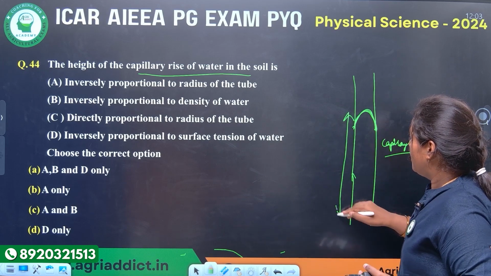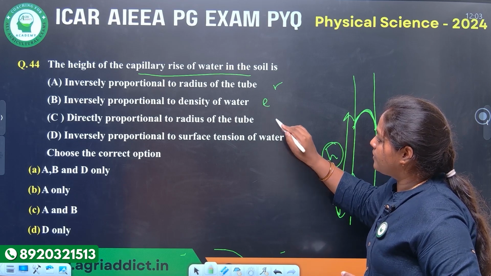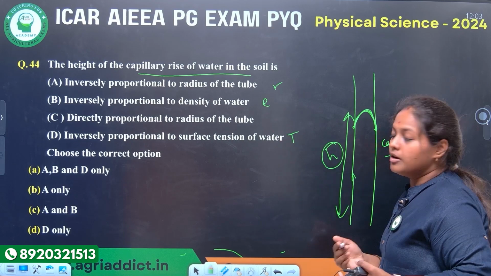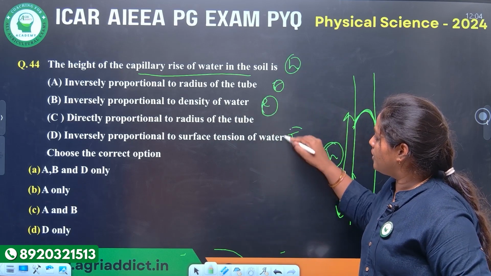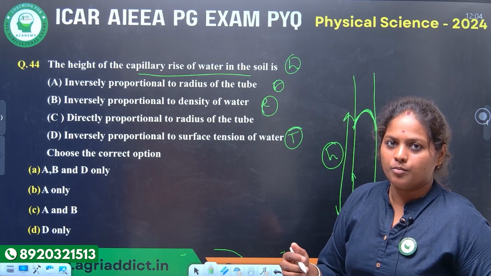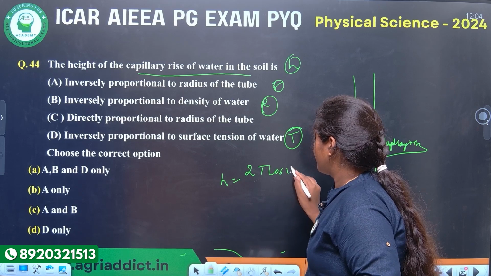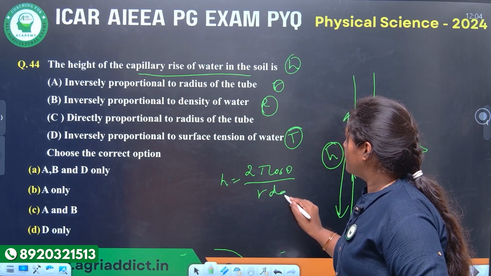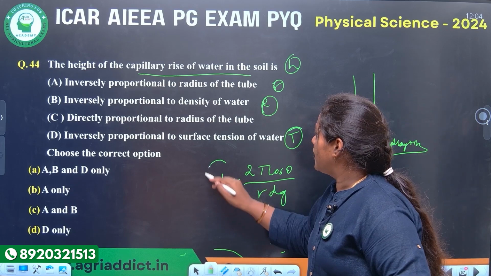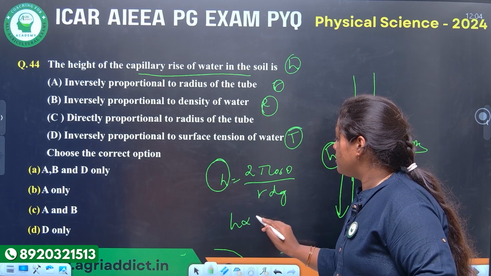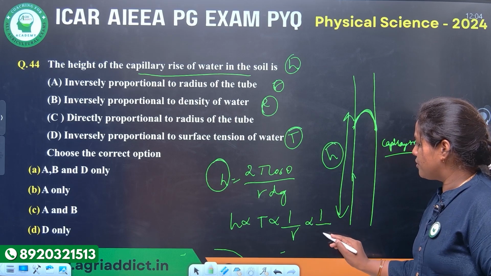What is the relation between this height of rise and radius of tube, density of water, surface tension of water? What is the formula? By seeing all these letters, you might have concluded one formula by this time. I hope so. That is h equal to 2T cos theta by r d g. Right? This is the formula for capillary rise in water. So the height is directly proportional to surface tension, inversely proportional to radius of tube, inversely proportional to density of water.